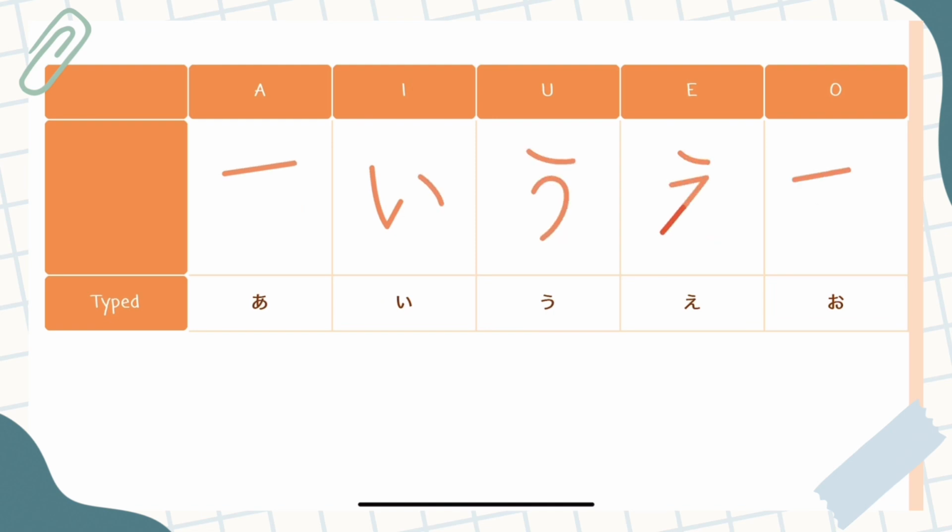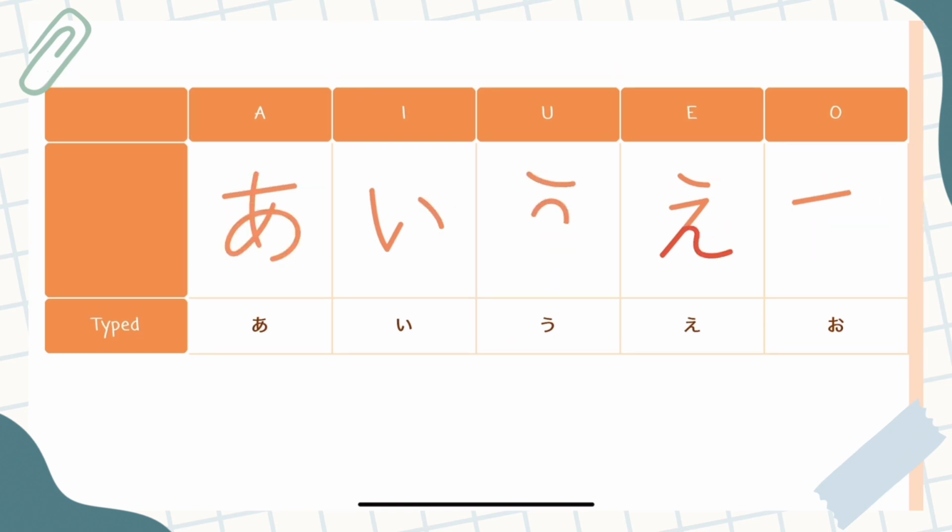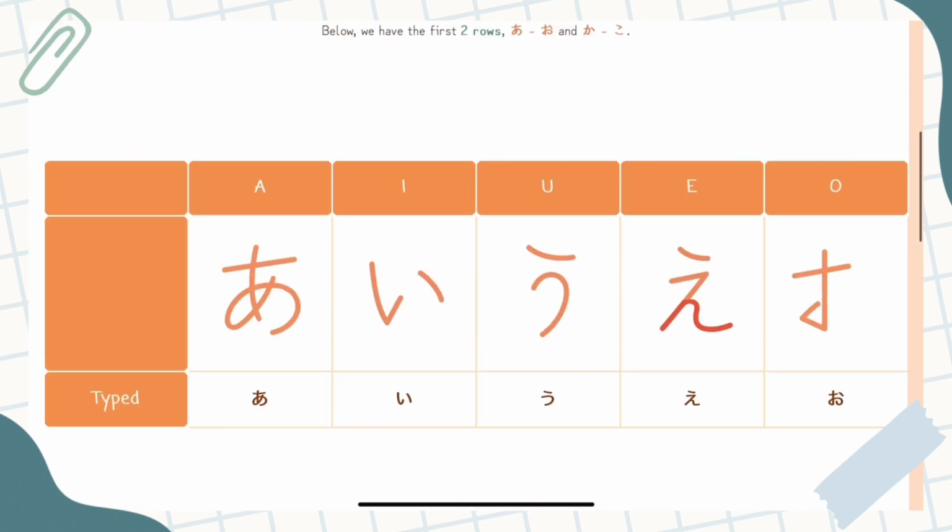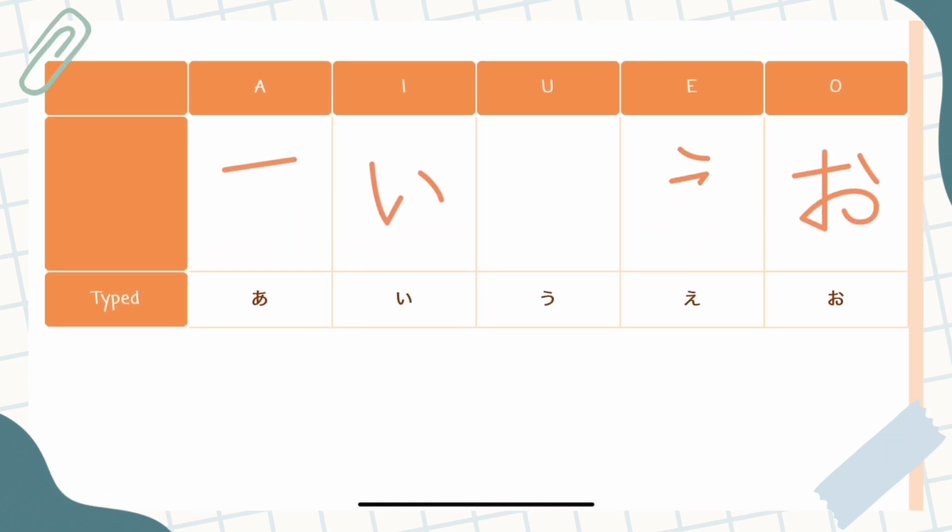Below, all of these characters generally look pretty similar when typed. The main thing I'll point out with these ones is A and O. You just kind of need to be aware that they look quite similar. So that was A, I, U, E, O. They are the first line of the hiragana chart.